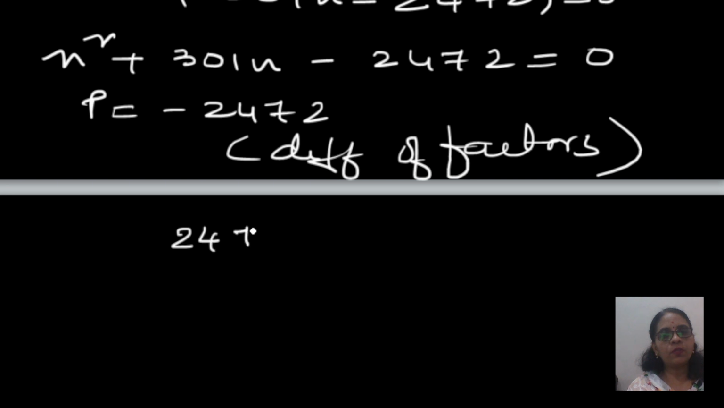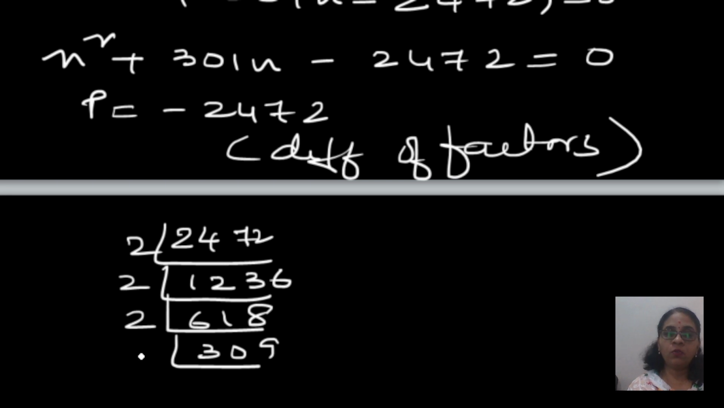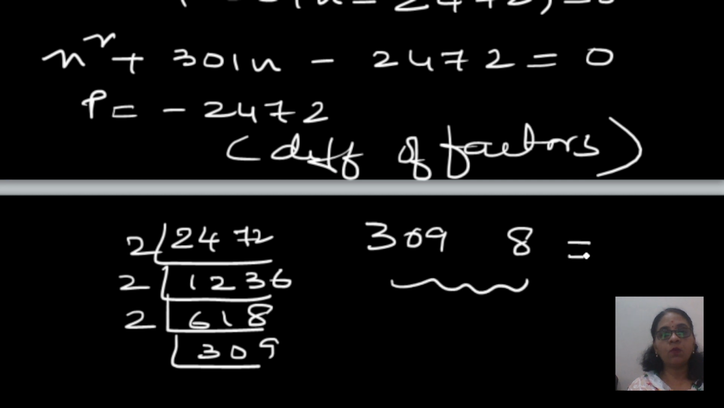So 2472, and start factorizing. So 1, 2, 3, 6, continue, 6, 1, 8, continue, 3, 0, 9. You can continue 3 and you get 103, but you have to stop here. Why you have to stop? See, carefully observe, 2 into 2 into 2 is 8 and you have 309. So 309 comma 8. The difference of these two is equal to 301. So you have to stop here to get the factors.